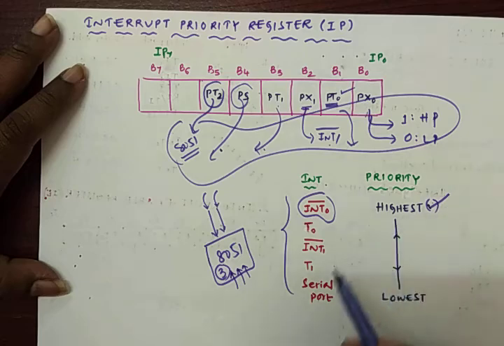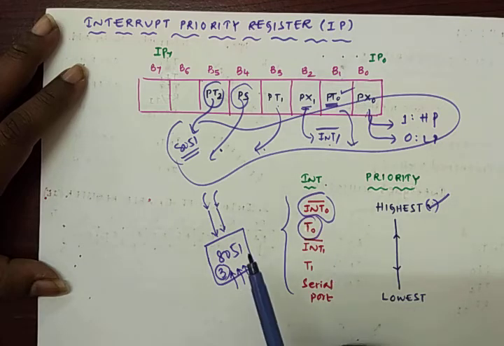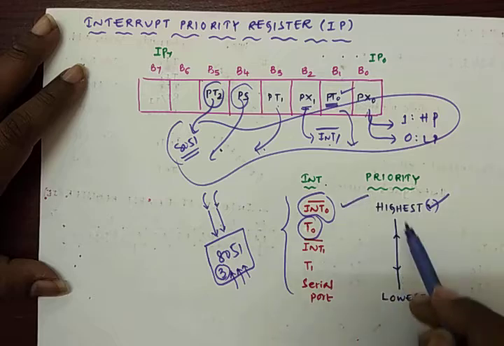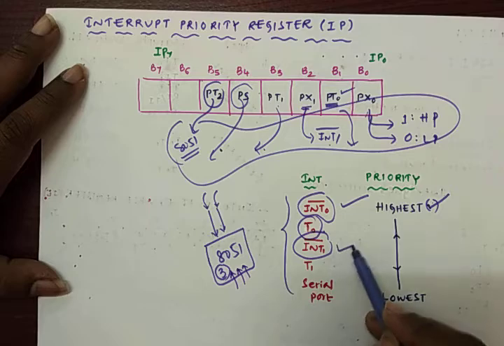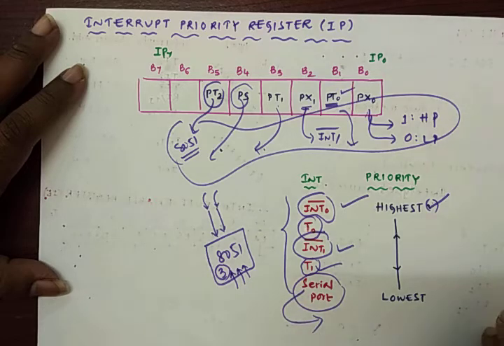After serving that one, it goes to the next highest interrupt signal, that is timer 0. So after serving interrupt 0, it will serve the timer 0 interrupt. After that it serves interrupt 1, and then the timer 1 interrupt. The least priority is assigned to the serial port, so it will be served last. This is about the interrupts of the 8051 microcontroller.